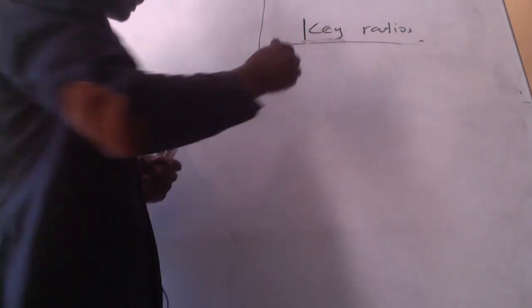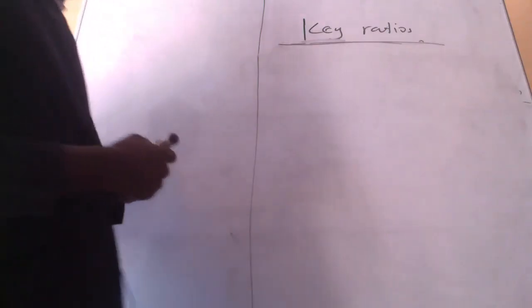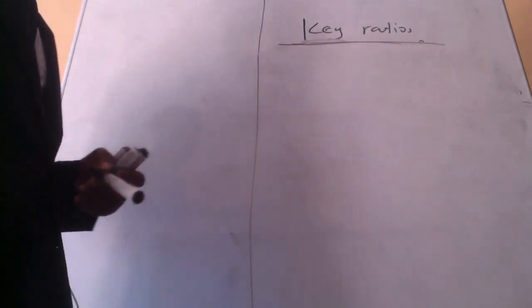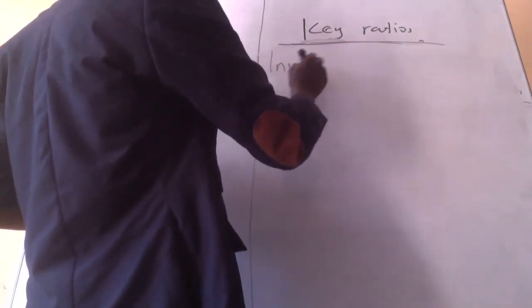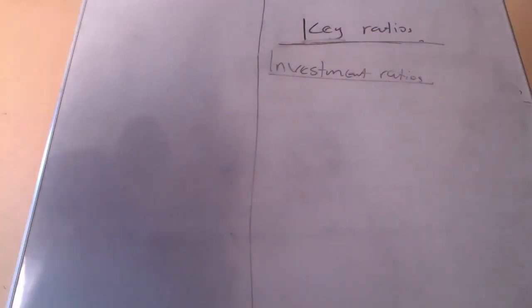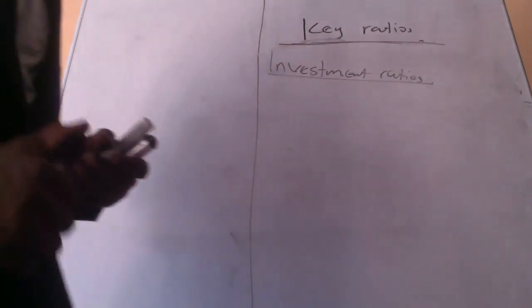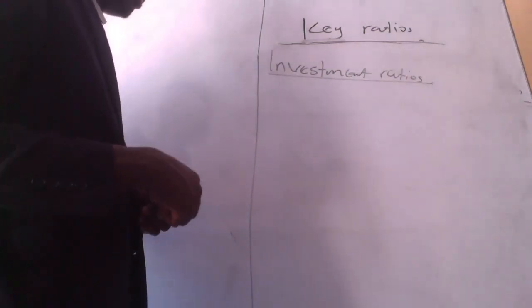So welcome back. We are going to talk about our fourth ratio to the very fifth one, then we are done. The fourth key ratio will be the investment ratios. Now, the investment ratio could probably be used to analyze your growth status, how you are increasing in your investment. So that is it.